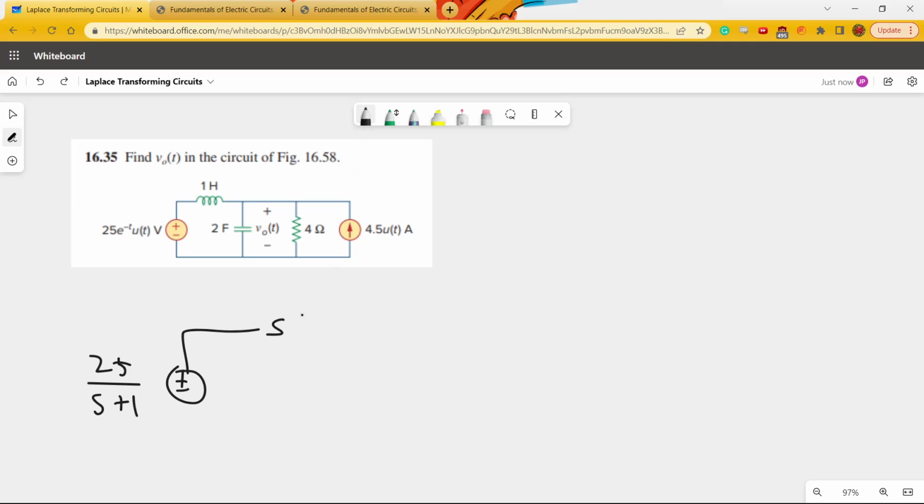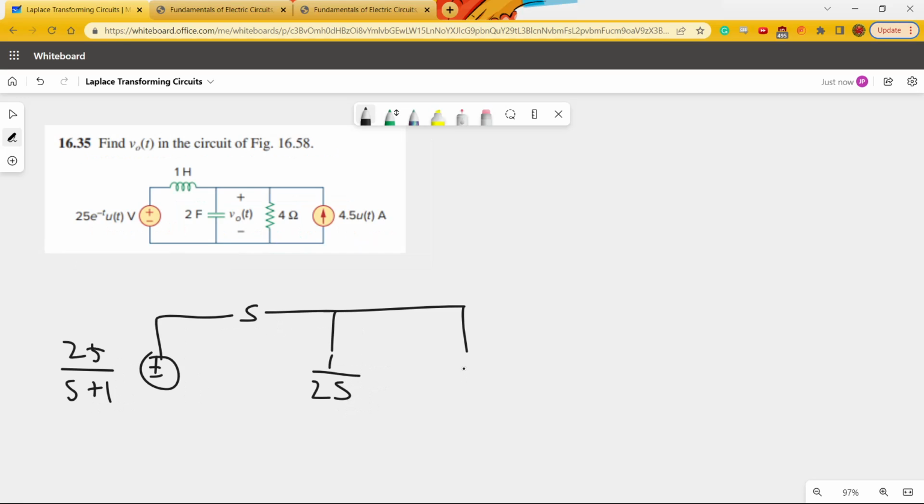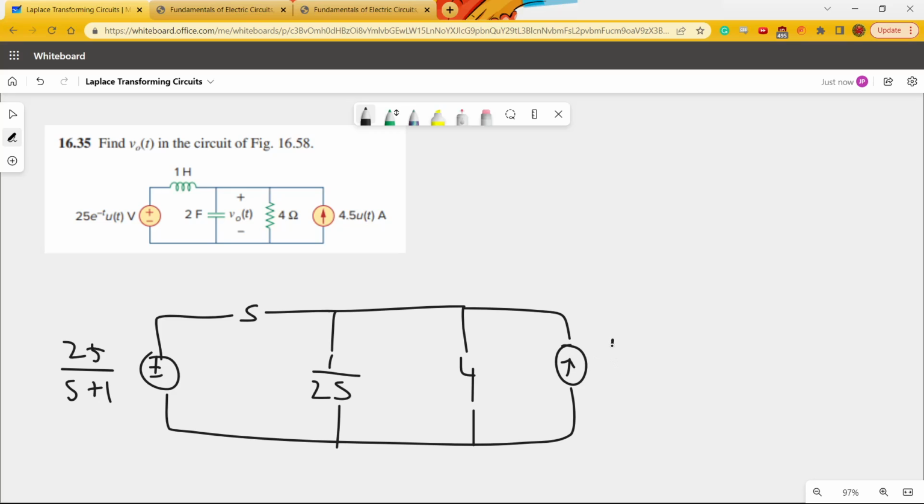So let me write that down. That's 1 over 2S, 1 over 2S. The resistor is 4, and the current source is going to be 4.5 over S, because mu of t directly turns into 1 over S. It remains to analyze this circuit and determine what the voltage across this capacitor is.